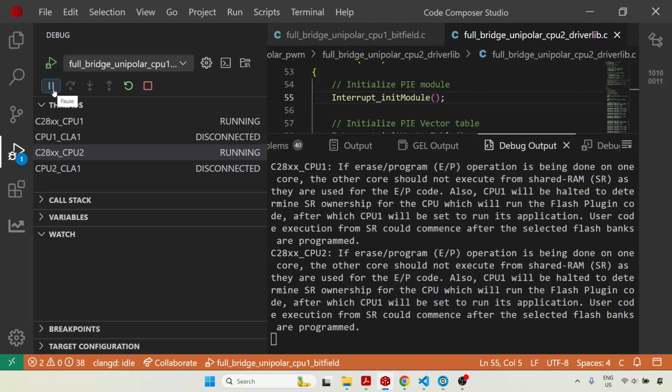So with this, I will bring this lecture to an end. Now that we have completed both unipolar and bipolar modulation with the full bridge converter, the last method which we are going to examine with this full bridge converter is the phase shift PWM, and that will come in the next lecture.